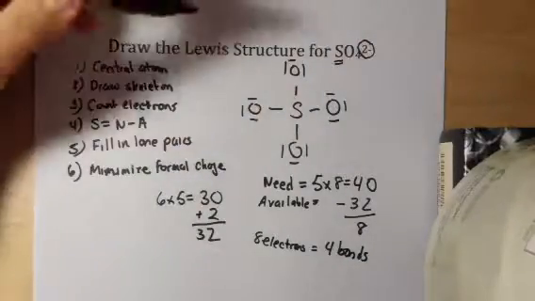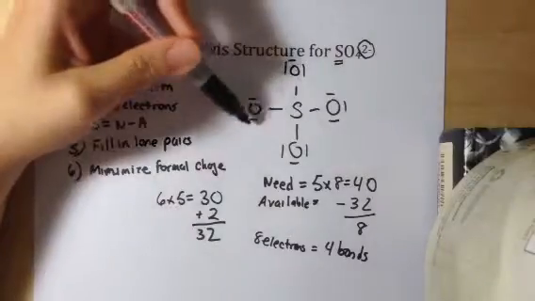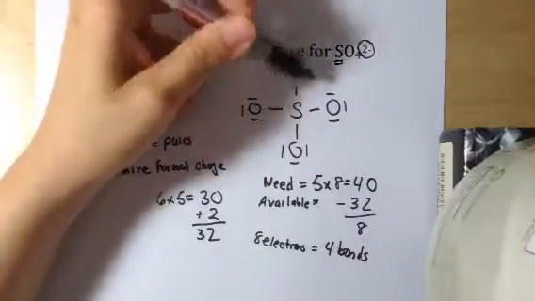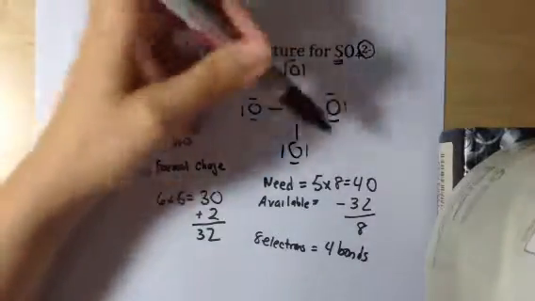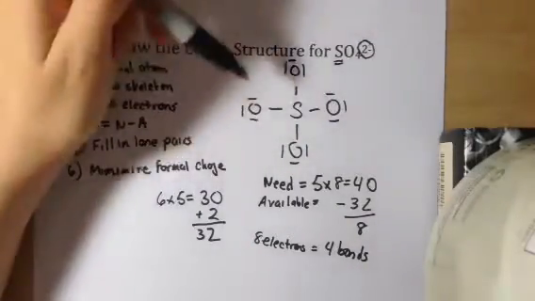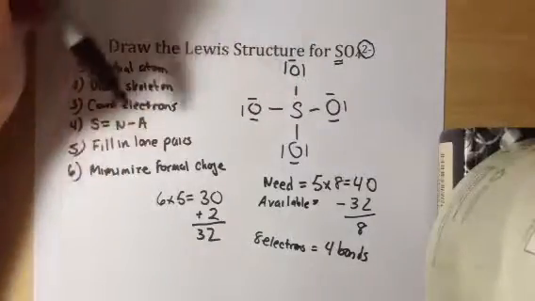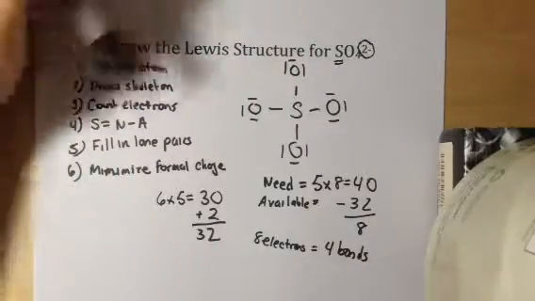So now we're going to fill in the lone pairs. Now you can see that we have the lone pairs all filled in, and if we count them up, we have 2, 4, 6, 8, 16, 24, 32. So this is a valid Lewis structure because everybody has their octet, and all of the electrons that we had available have a home.